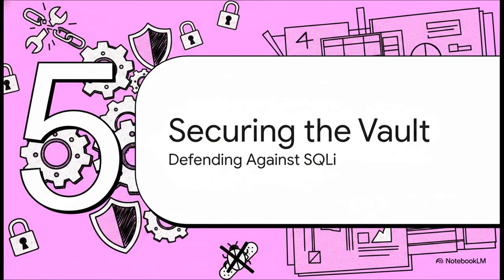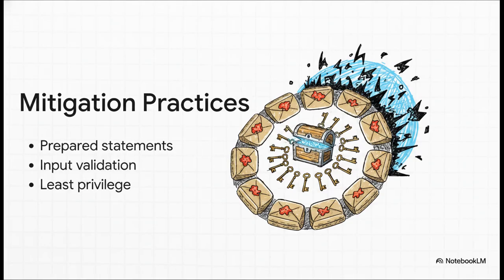How do we actually patch this vulnerability so our own applications don't fall victim to this exact same trick? To protect sensitive data, developers must absolutely, fundamentally change how they handle user input. The golden rule here is that user input should never, ever be directly concatenated or glued into a SQL query. Instead, you've got to use what are called parameterized queries or prepared statements. This forces the database to treat whatever the user types strictly as data, not as executable code.